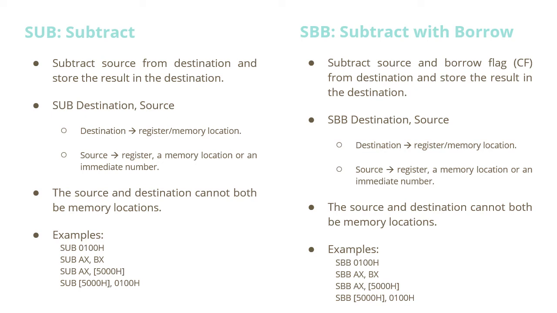Next is SBB 5000H, 0100H, where the immediate number 0100H is getting subtracted from the content that is present in the memory location 5000H, and along with that a value of 1 will be subtracted depending on the value of the carry flag, and the final result will be stored in the 5000H memory location.